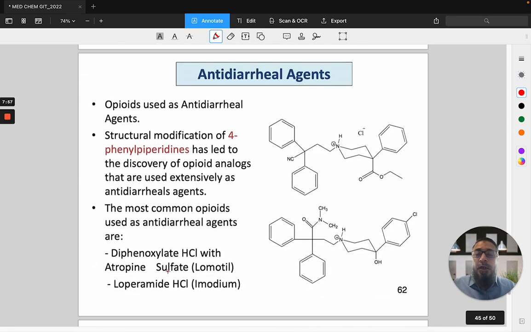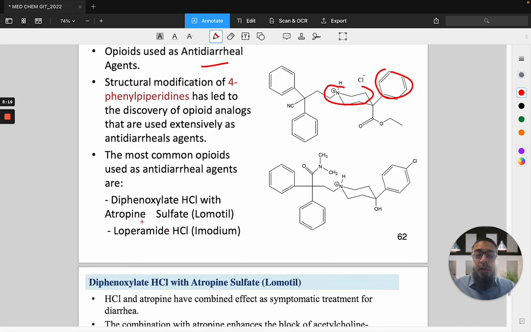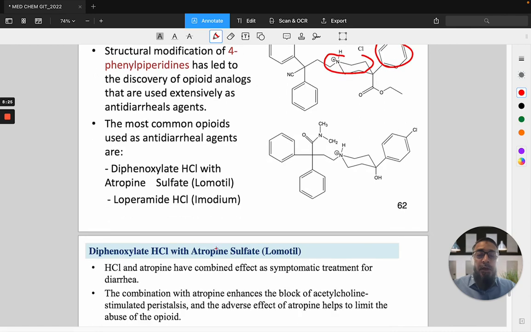Antidiarrheal agents: opioids are generally used as antidiarrheal agents. They are structural modifications of 4-phenylpiperidine, right? So this is the piperidine and this is the phenyl ring, right? And then it led to the discovery of opioid analogs. The most common ones are diphenoxylate HCl with atropine sulfate, and loperamide, right?